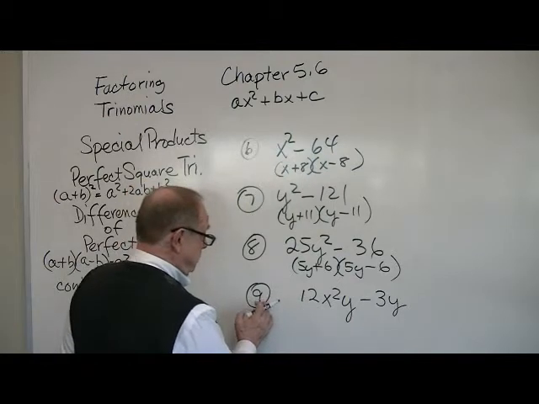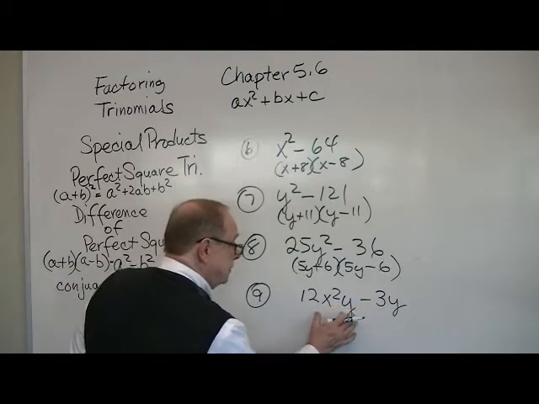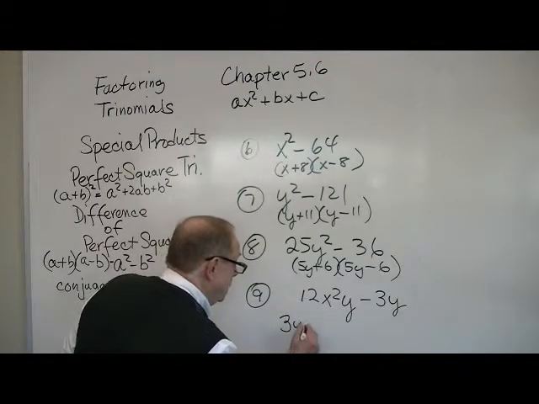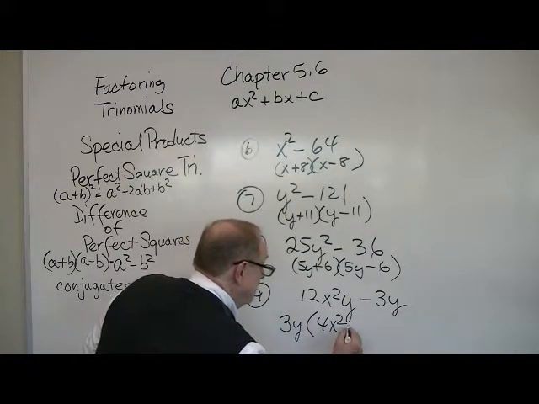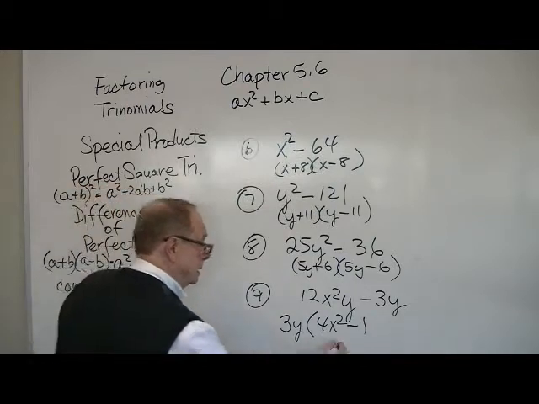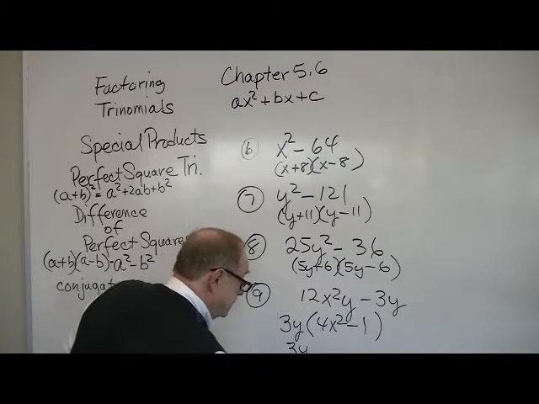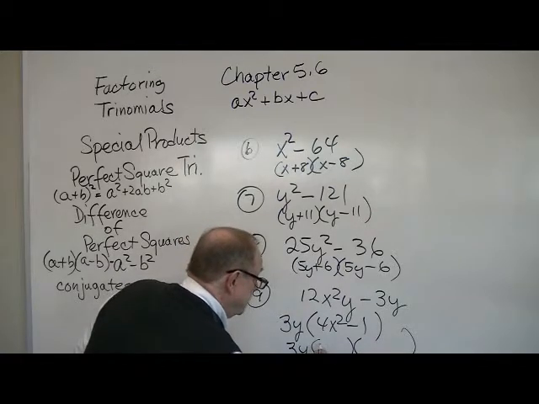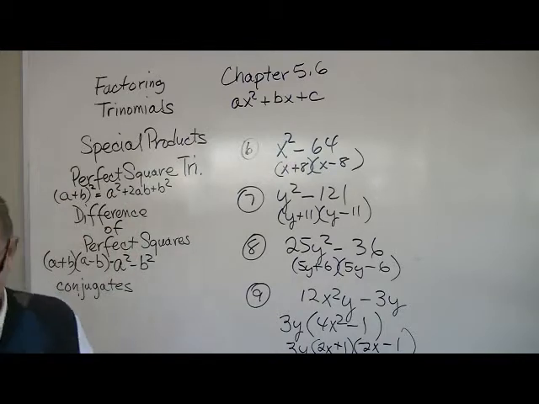Now so in number 9, what we need to do first is factor out the greatest common factor, which is a 3y. Then we're left with 4x squared minus 1. And there's our difference of perfect squares. So the 3y still stays. And we get 2x plus 1, 2x minus 1. And I'm going to be sure we get that in there.